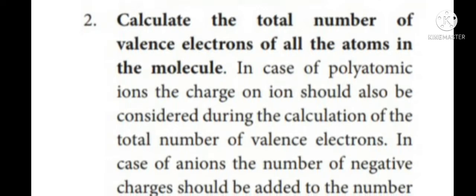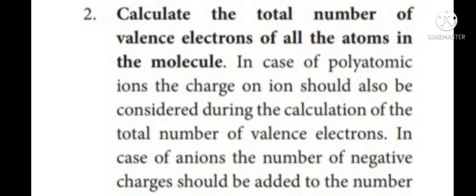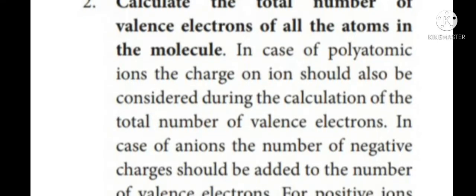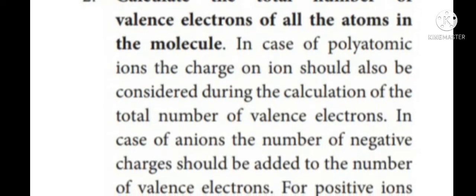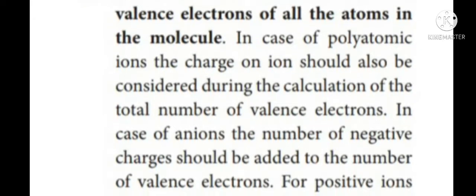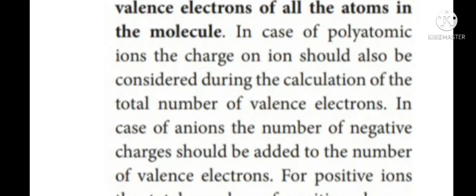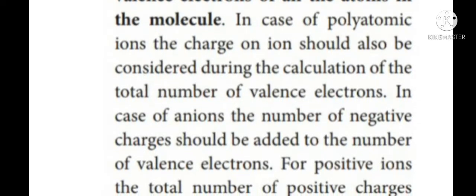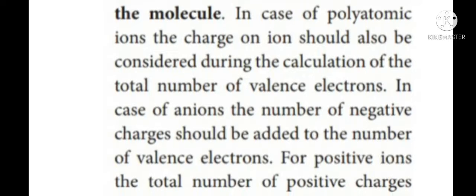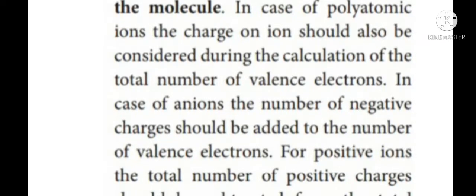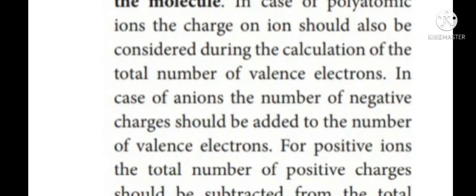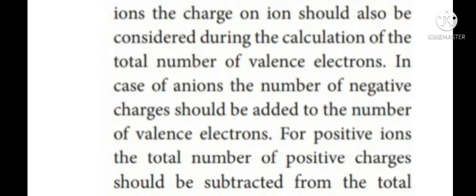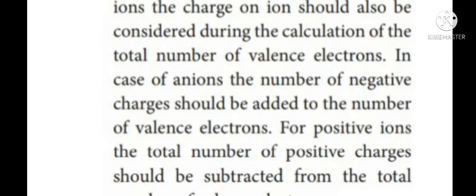Step 2. Calculate the total number of valence electrons of all the atoms in the molecule. In the second step, we have to calculate the total number of valence electrons of all the atoms in the molecule. In case of polyatomic ions, the charge on the ion should be considered during the calculation of the total number of valence electrons. In case of anions, the number of negative charges should be added to the number of valence electrons, where an anion is considered as a negatively charged ion.